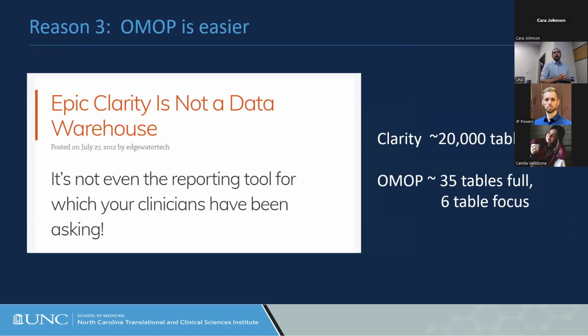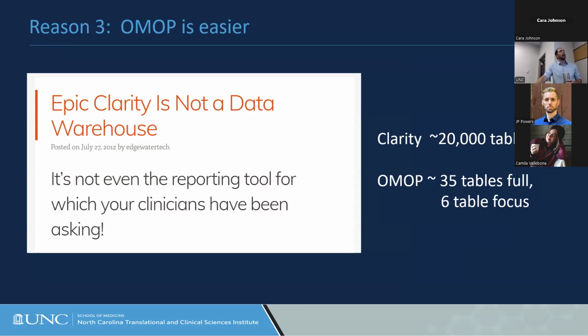The other reason, and I think this is maybe one of the bigger reasons, is that I don't think I'm alone in having this opinion. I think other people would agree with this, but OMOP is simply easier to use than a lot of other data models, and particularly proprietary data models. So, I have this snapshot of a blog post from a consulting company: Epic Clarity is not a data warehouse. This is something that I've referred back to.